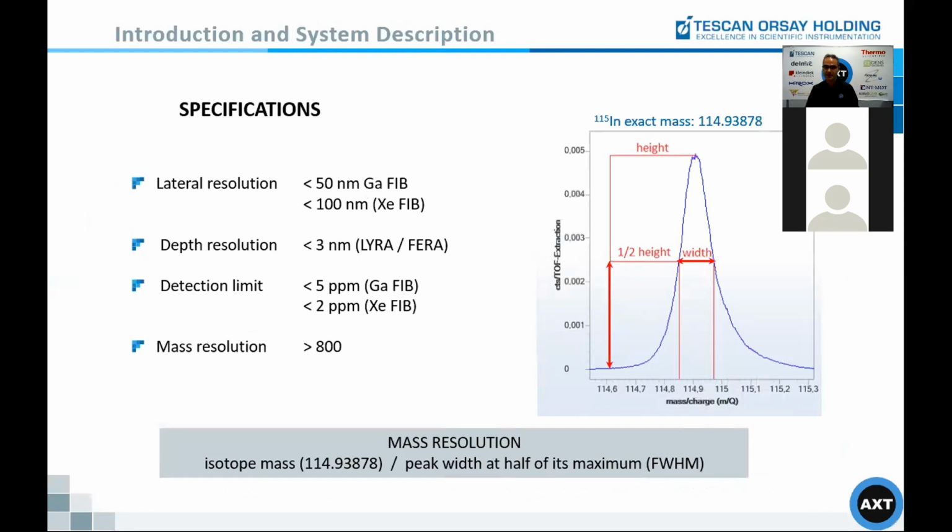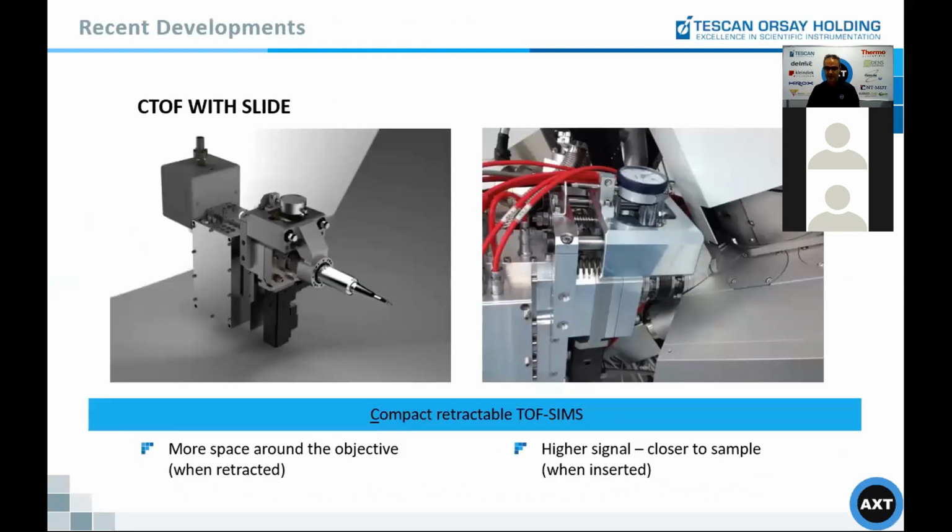But there was another development very recently. So this is the CTOF that William has on his machine. C stands for compact. Recently, the optics of that detector are retractable as well, which means you can retract your detector or get it closer if your FIB is not very busy, which means better collection.